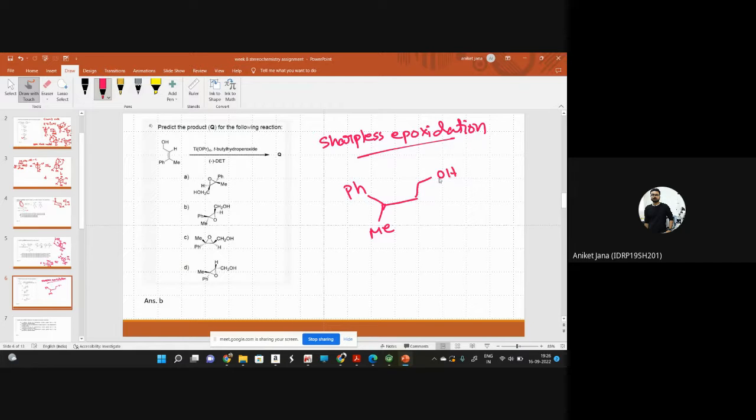And this is applicable to the allylic alcohol, right? This kind of epoxidation takes place in the case of the allylic alcohol. So tell me, which is the right option among the given options? Which one is this molecule? This one, A.